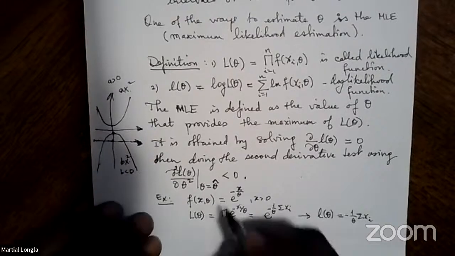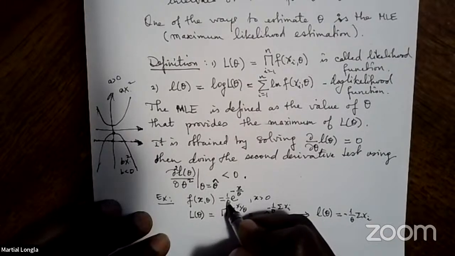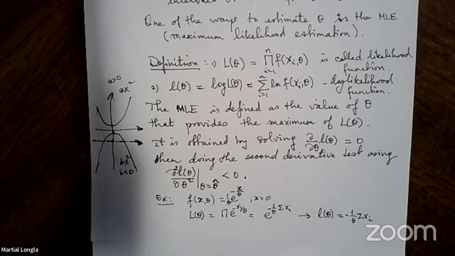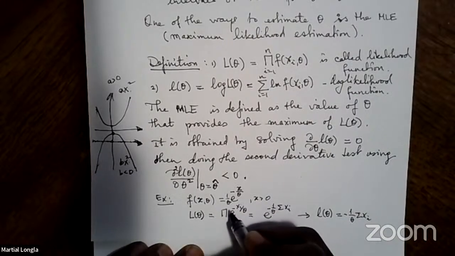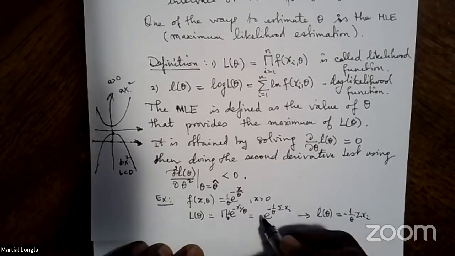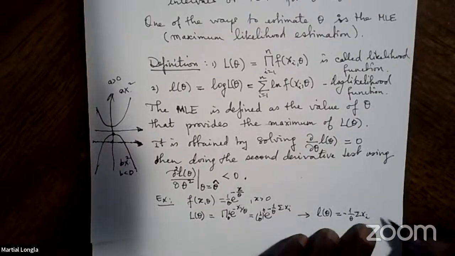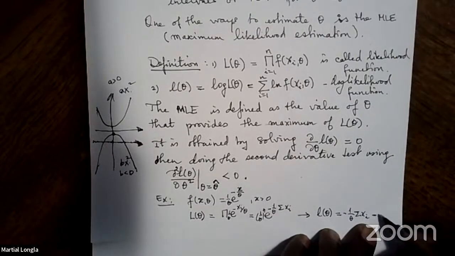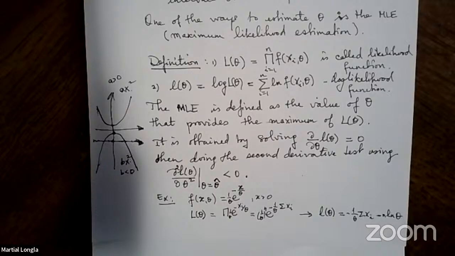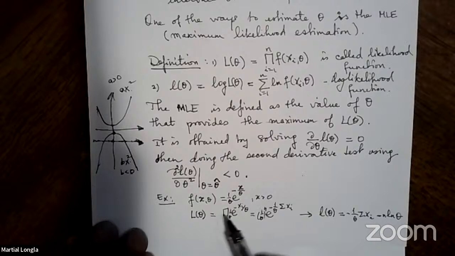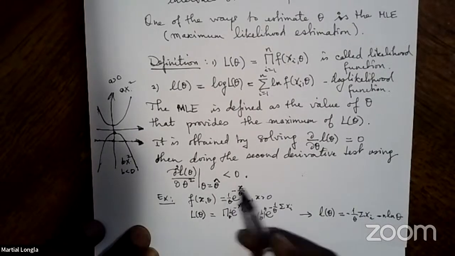Yeah, I'm missing something here. 1 over theta. And so that'll be 1 over theta here, 1 over theta to the power n. And then this would be minus n natural log of theta. Otherwise, if I don't have 1 over theta here, this is not a density, right?